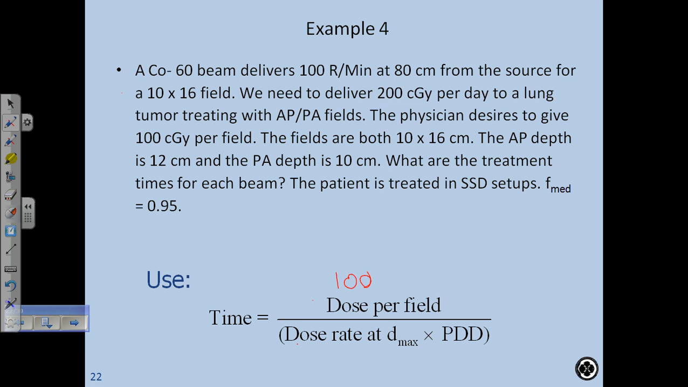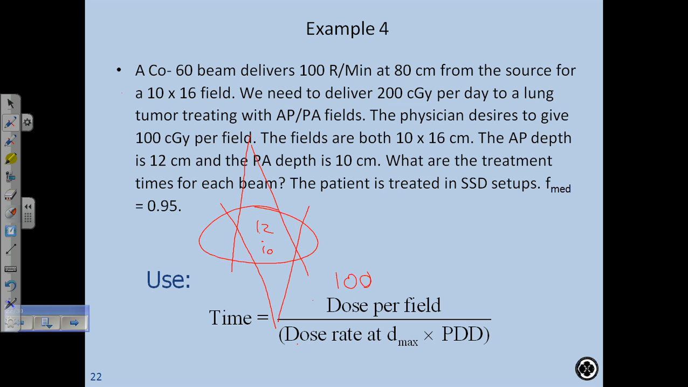So, all right, so here's the patient. Here's the patient's body, and then one beam comes in like this, and then the other beam. AP is 12. So here's 12 from this side and 10 from this side. Okay, and the other beam comes in like this.